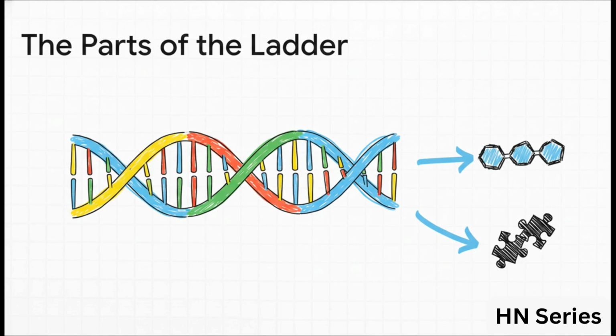The two long sides, the parts you'd hold on to, that's what we call the sugar phosphate backbone. It's super strong. But the real magic, the actual information, isn't on the sides, it's in the rungs, the steps of the ladder. These rungs are made up of pairs of things called nitrogenous bases.